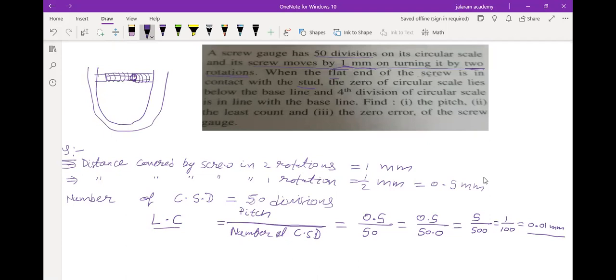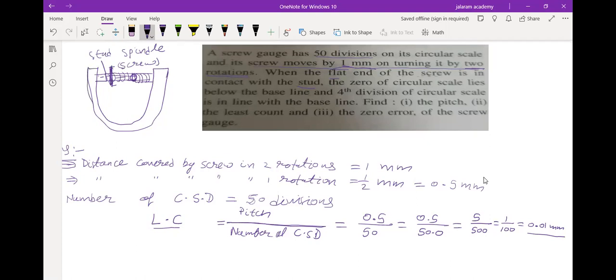There is no object between the stud and the spindle. Spindle and screw are the same thing. Remember, I have told you, I think, spindle and screw are the same things. I have written this now on the figure. Spindle means screw and stud is different. So if these two are connected, then what do you want to find by connecting them? As there is no object, so zero error. The zero error.